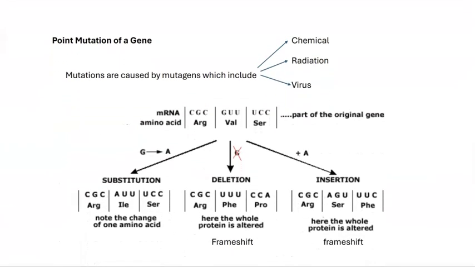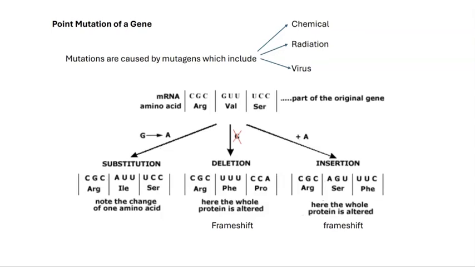So let's look at the idea of point mutation. Point mutation means that only one base, so the point that we're discussing, is changed. The kind of things that might change a base in a gene, which cause mutations, are called mutagens. The kind of things that cause mutation are chemicals, radiation, of course, and viruses. And that's our starting list.